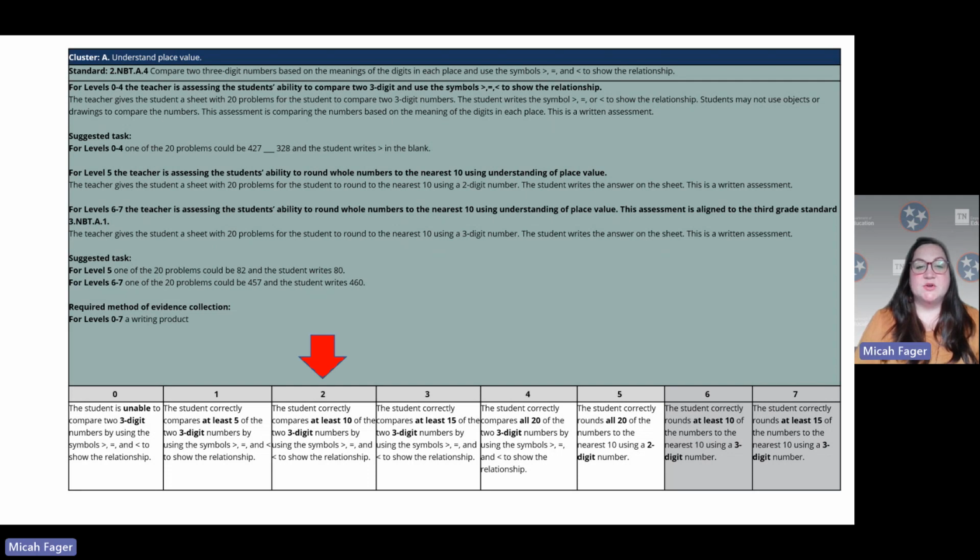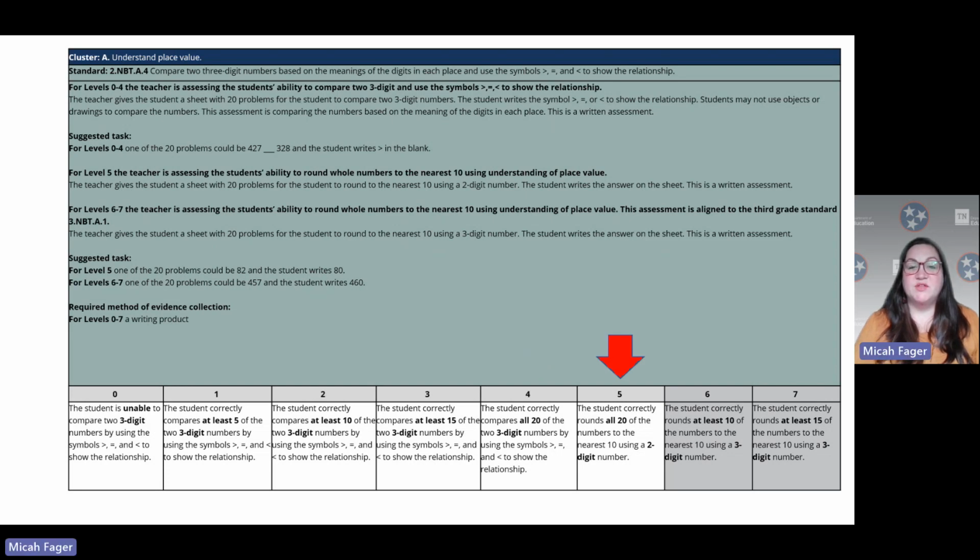If the student is correctly able to compare at least 10 of the two three-digit numbers by using the symbols, then the student work receives a level 2. The student work receives a level 3 if the student correctly compares at least 15 of the two three-digit numbers by using the symbols to show the relationship. The student work receives a level 4 if the student correctly compares all 20 of the two three-digit numbers by using the symbols to show the relationship.